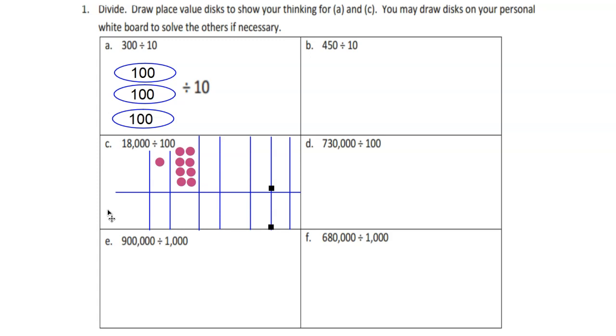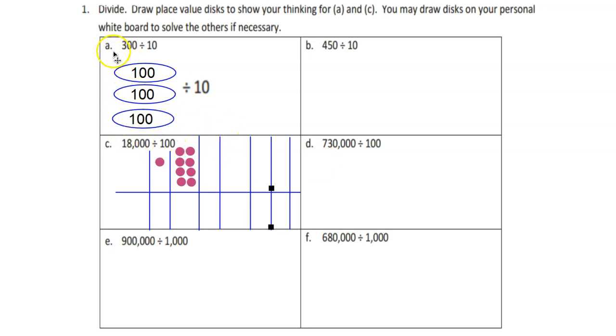All right, so number 1 says divide. Draw place value discs to show your thinking for A and C. And if you notice, I have A and C set up in different ways here. It also says you may draw discs on your personal whiteboard to solve the others if necessary. We're not going to draw discs. We're going to draw place value charts for the first couple, and then we're going to do the other ones.